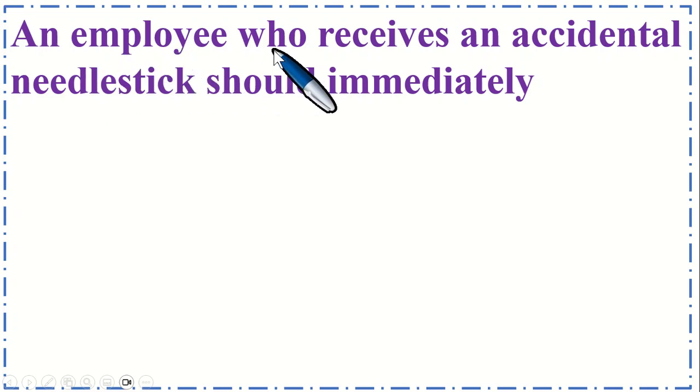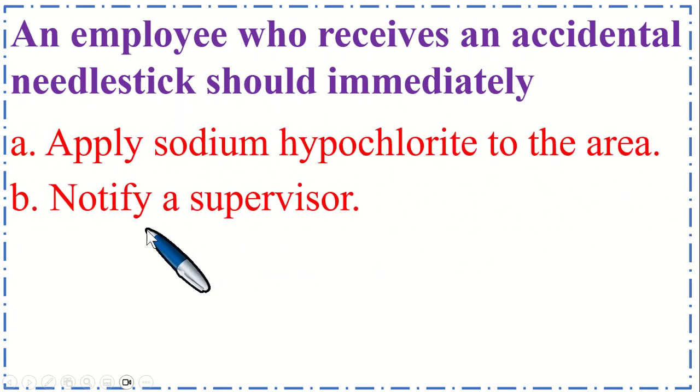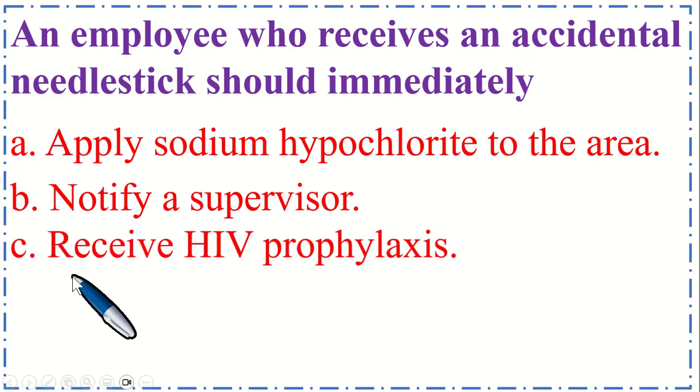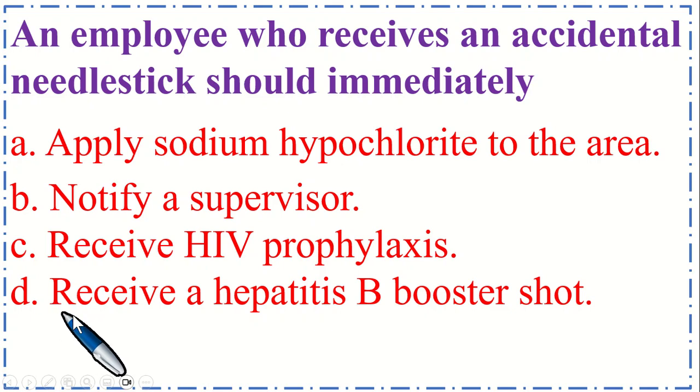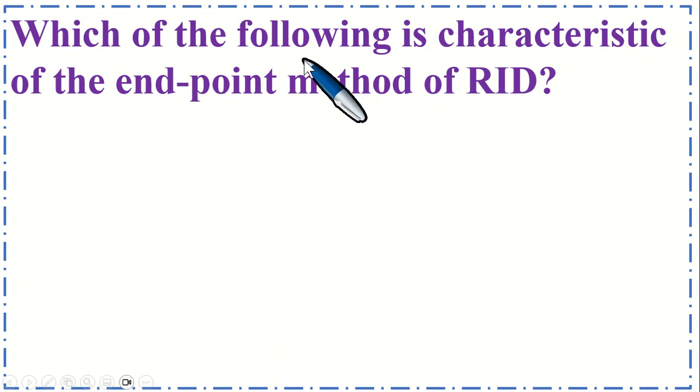An employee who receives an accidental needle stick should immediately: Option A. Apply sodium hypochlorite to the area. Option B. Notify a supervisor. C. Receive HIV prophylaxis. And option D. Receive a hepatitis B booster shot. So the correct option is B. Notify a supervisor.